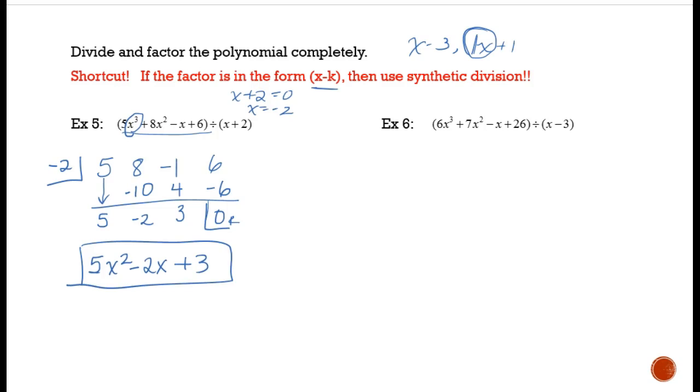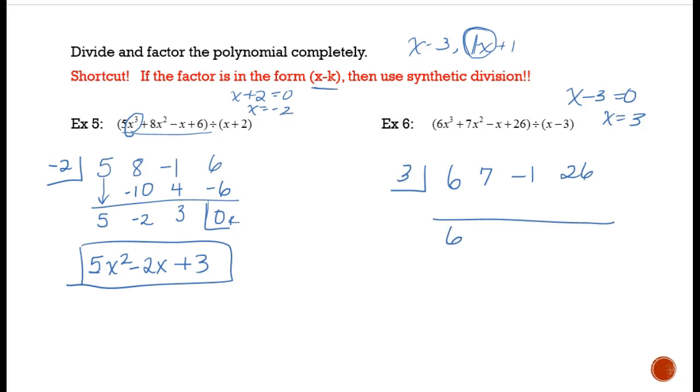So let's try it on example 6. Same thing. I'm going to make sure they're in exponent order, and then I'm going to pull the coefficient straight down. So 6, 7, negative 1, positive 26. And I'm going to divide by, so think about this, x equals negative 3, that means x is really 3. So I'm dividing by positive 3.